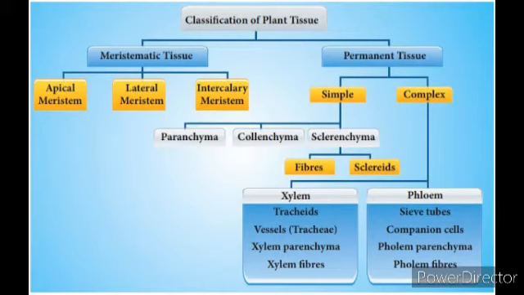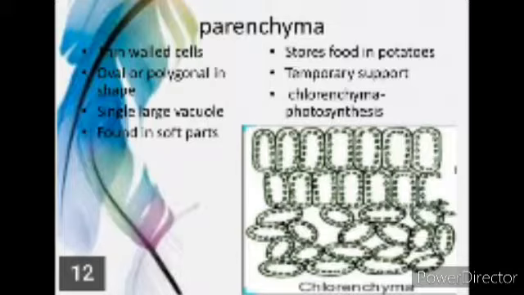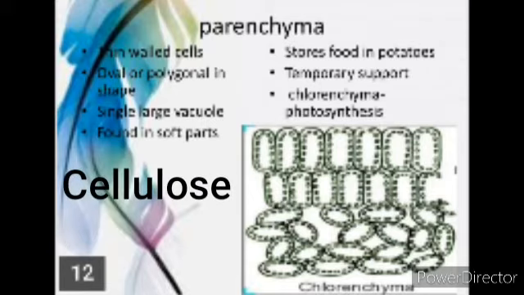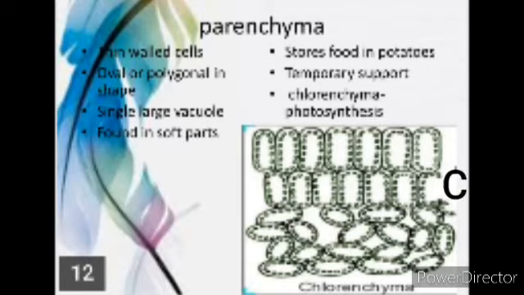Permanent tissues can be simple or complex, depending upon their structure and function. Look at the stem of a plant. The stem is made up of the tissue parenchyma. Parenchyma contains elongated living cells with a thin cell wall made up of cellulose. These are polygonal in shape and have a large central vacuole. Intercellular spaces are also found between them.